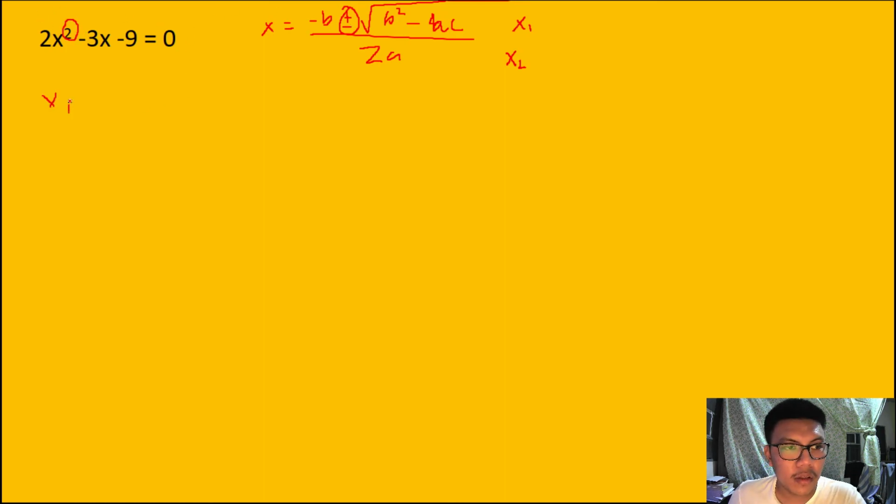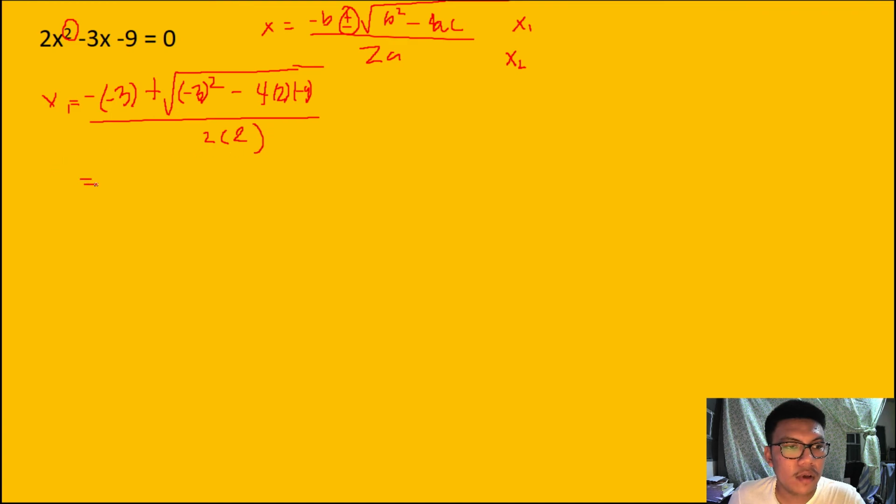So, for x sub 1, we use negative b. So, negative, tapos yung ating b, negative 3. Plus square root of b squared. O, b squared natin is negative 3 squared, minus 4 times a natin is 2, then yung c natin ay negative 9. Okay? Then, all over 2 times a natin ay 2.